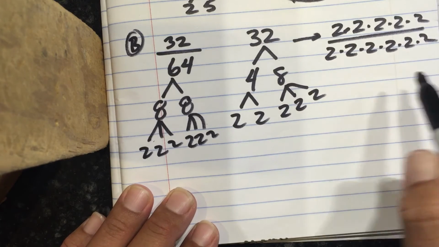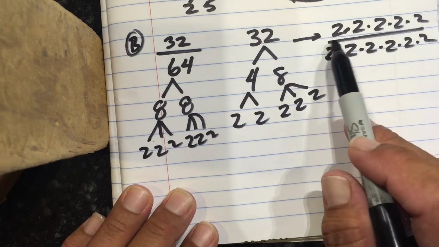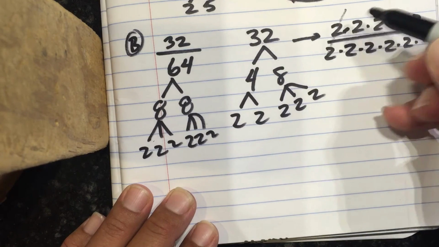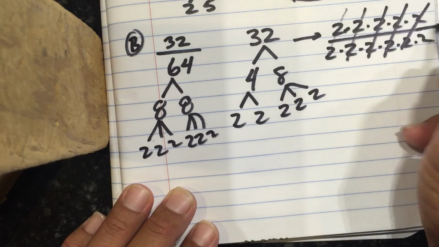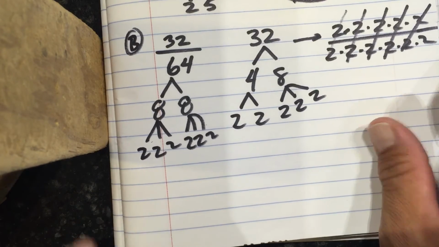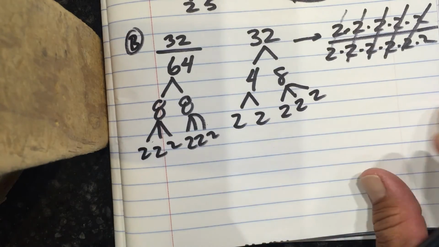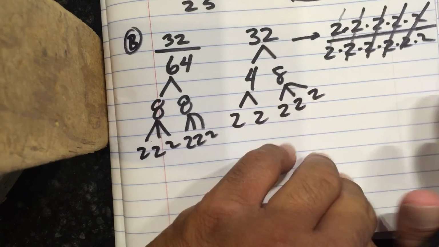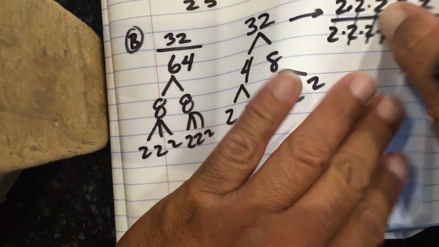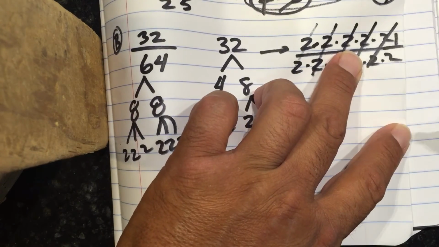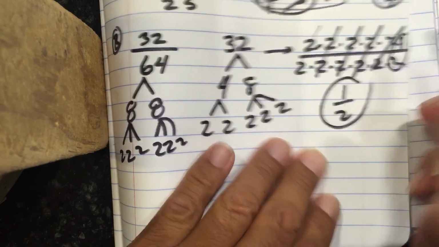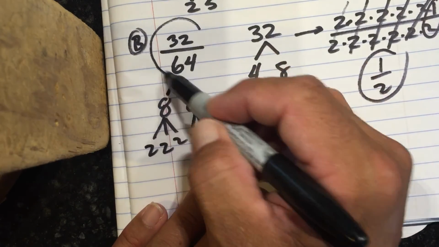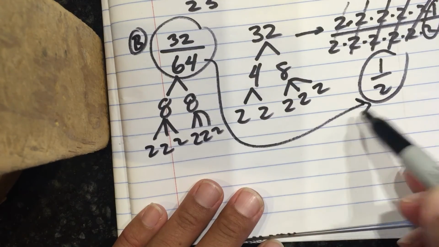So we have 5 2s divided by 6 2s. These are all going to cancel out, fancy forms of 1, leaving us with, in our numerator, it looks like there's nothing there, but really it's a 1 divided by 2. So that's 1/2. So our final answer there for 32/64 is 1/2.